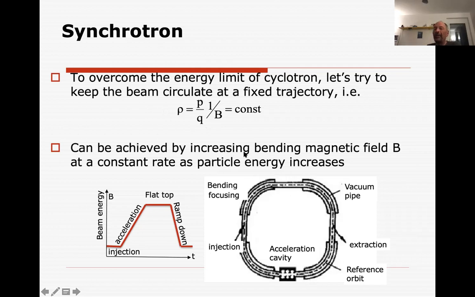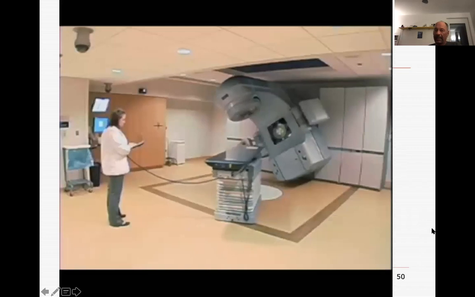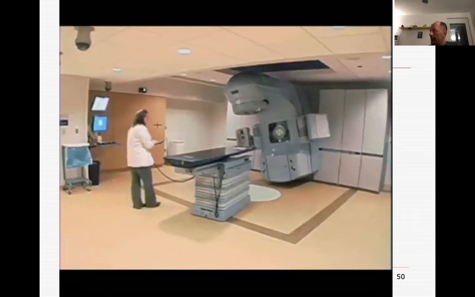And what you do here, you increase the bending magnetic field at a constant rate. So you inject the particles from here, then you have an acceleration here, and then you have a flat top, and then you extract. And then you repeat, you go down so you can inject again, and then acceleration, acceleration, acceleration, because you have an increasing magnetic field, then you have a flat top, extraction, and so on and so forth.